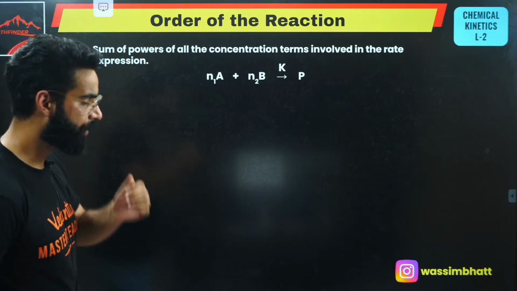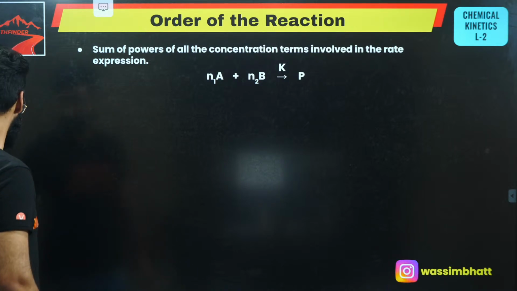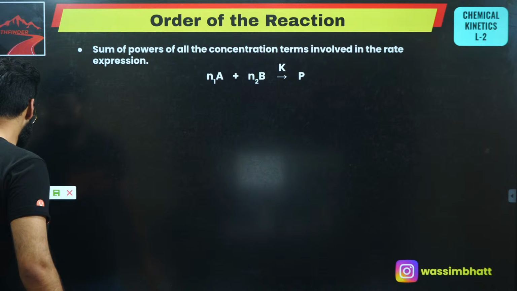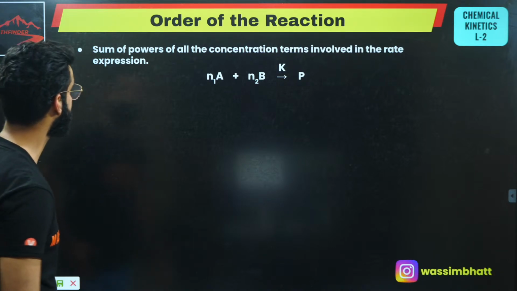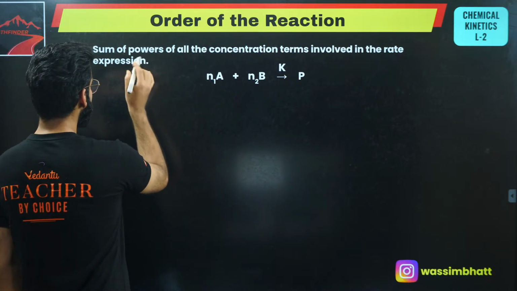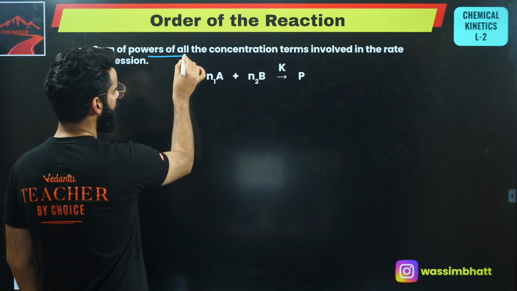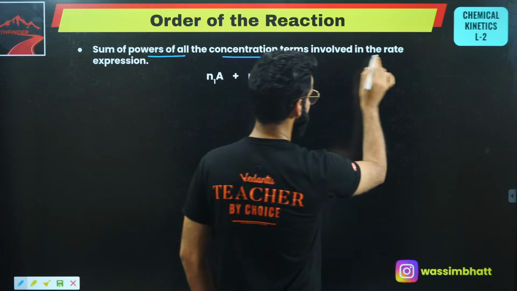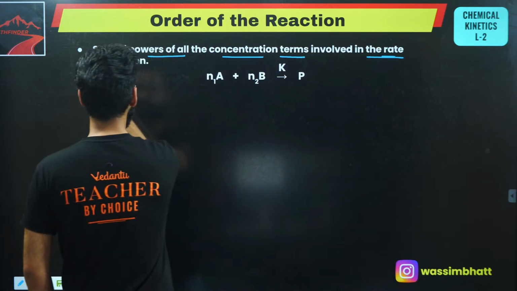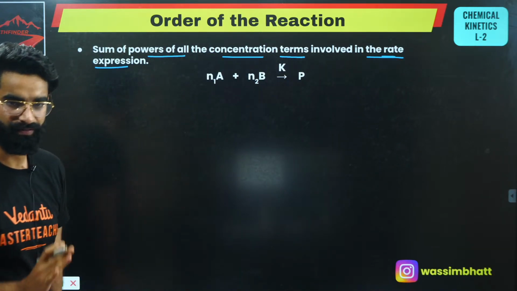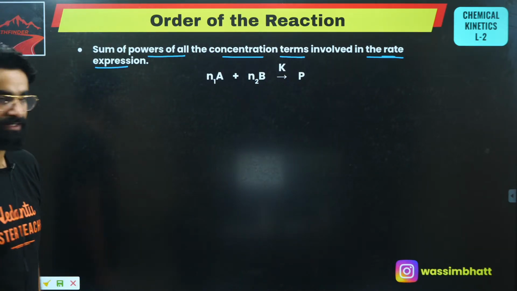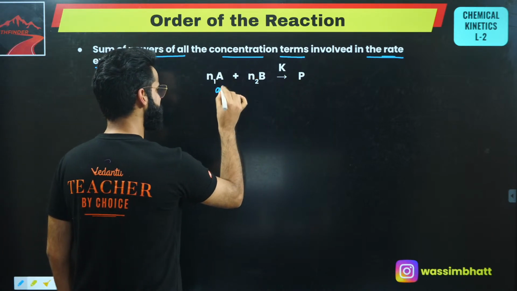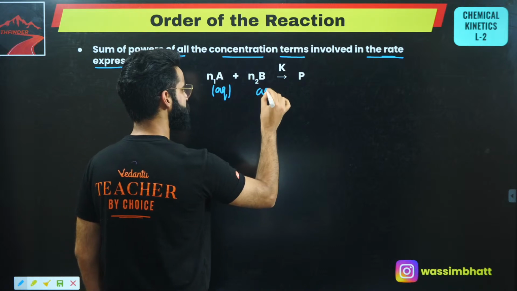Okay, let's move on. Let's go to the actual stuff, which is called the order of the reaction. How do we define the order of the reaction? That's important, so understand what I'm going to say. The sum of the powers of all the concentration terms involved in the rate expression is what I call the order of the reaction. Let's assume this is a balanced chemical equation, with A in aqueous form and B also in aqueous form.